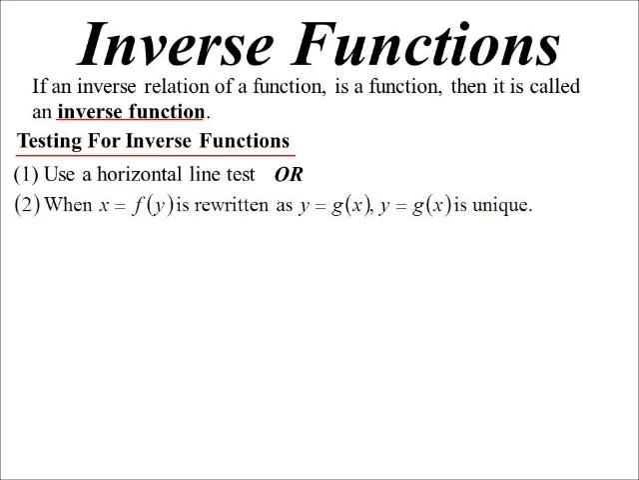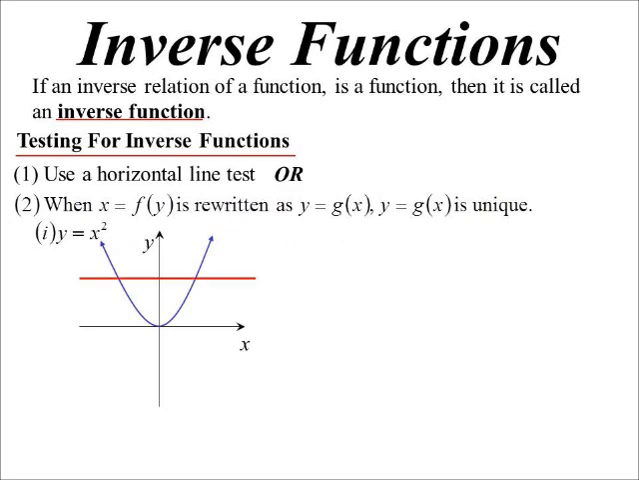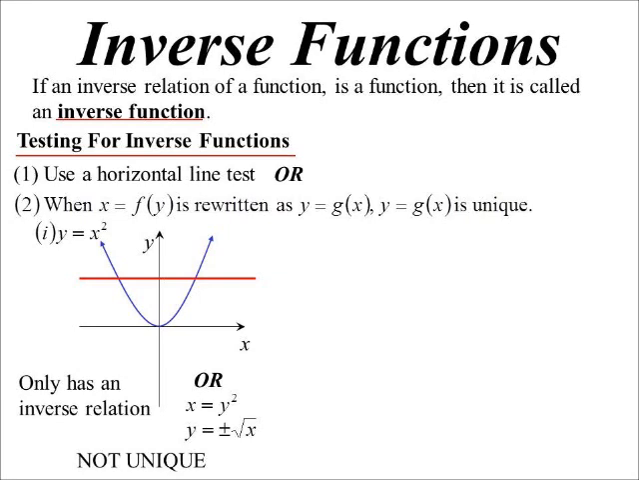Now what do I mean by that? So here's our parabola. Nope, fails the horizontal line test, no good. But if I wanted to do it via algebra, I swap the x and the y's around, but I want to make y the subject. Well, if y squared is x, y becomes plus or minus. Now, as soon as I say plus or minus, there's two possibilities. It's not unique. So no, it does not have an inverse function.